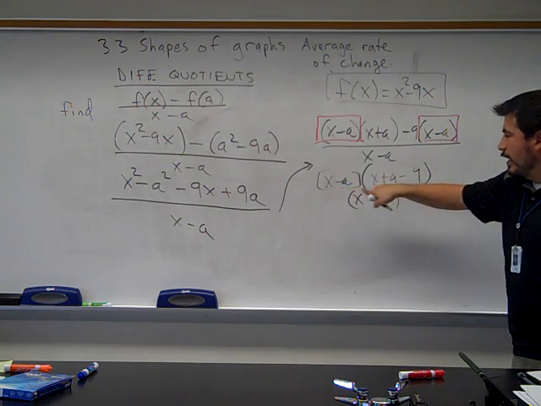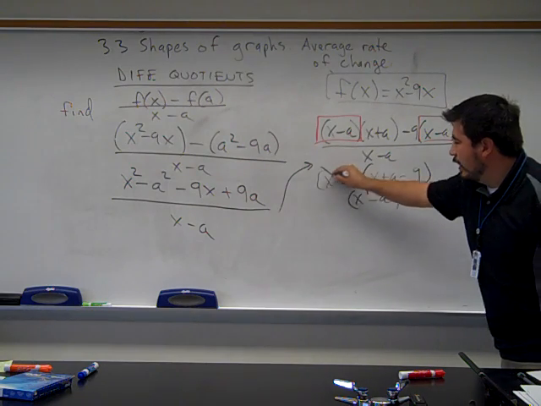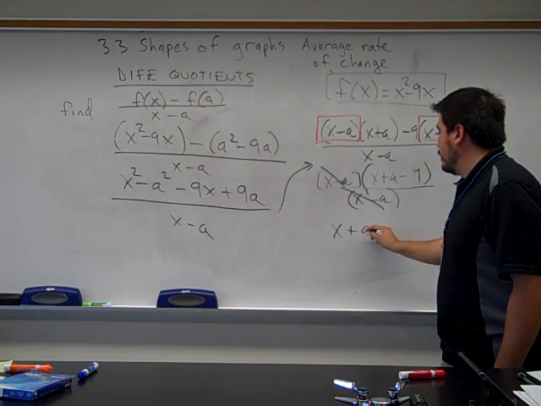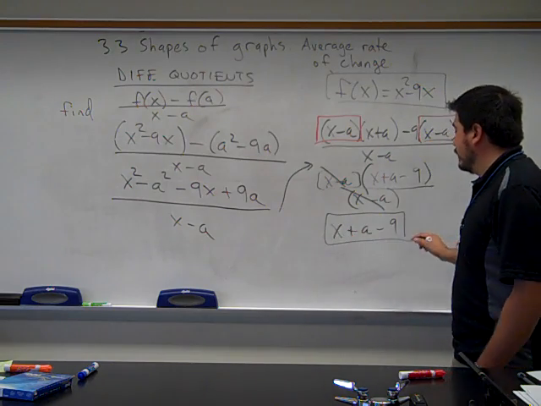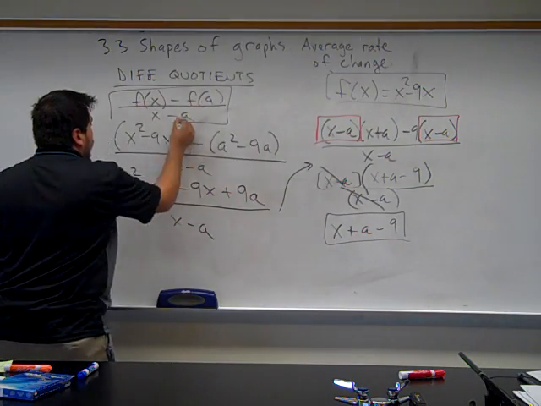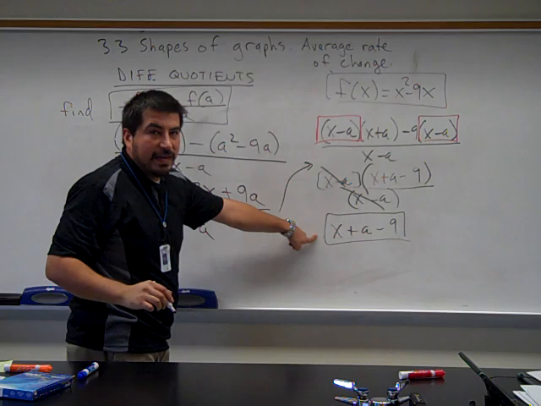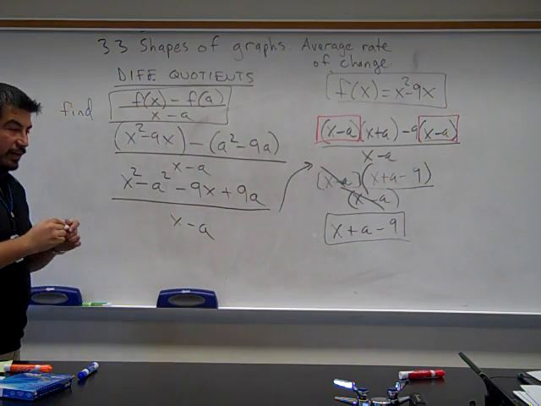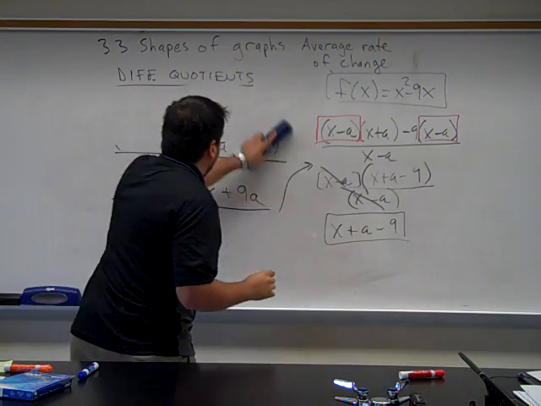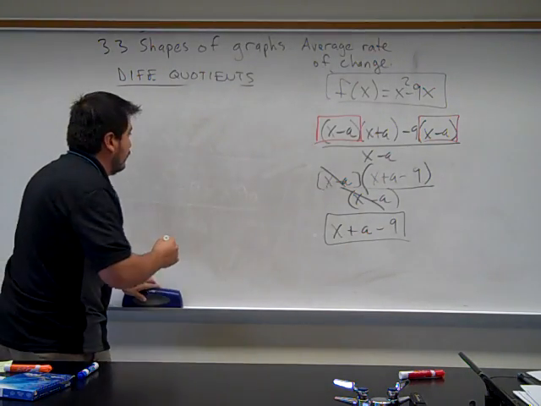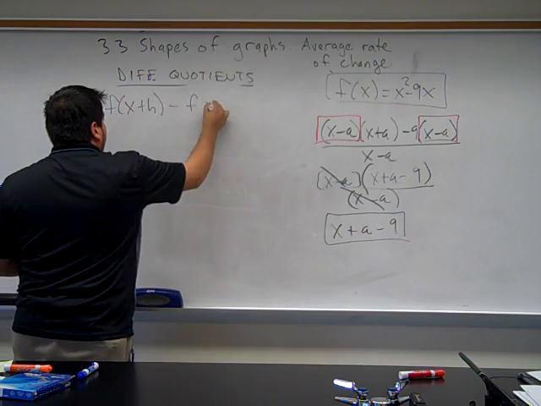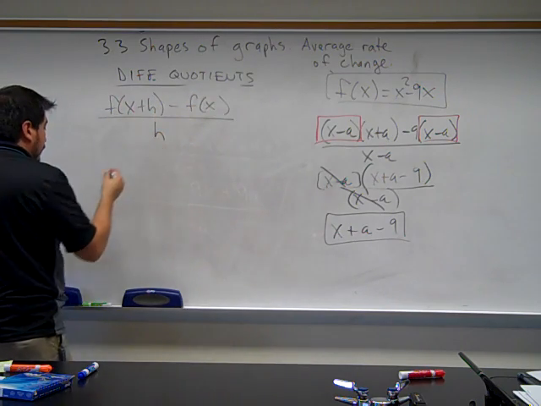And now since this is multiplying this, I can cancel x minus a with the denominator, which is identical, and my answer would be x plus a minus 9. So if I simplified this difference quotient, my answer is x plus a minus 9. Okay? We can repeat the problem. I'll do the other difference quotient. See if I can sneak it in here, which is f of x plus h minus f of x all over h. So now what is that going to look like?